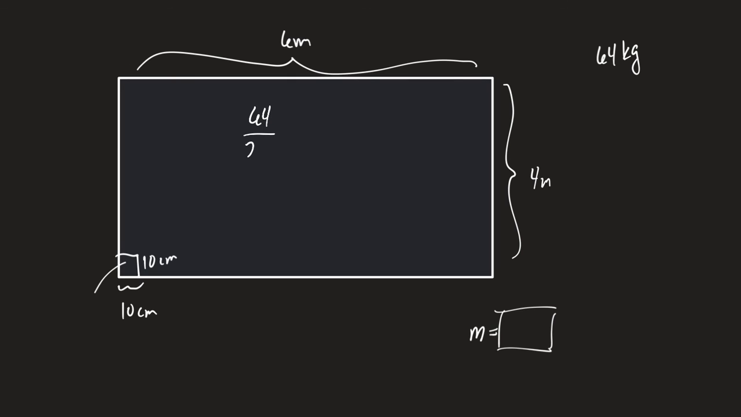64 is to 24 as m is to 0.01. Units are important here. So m equals 0.027.